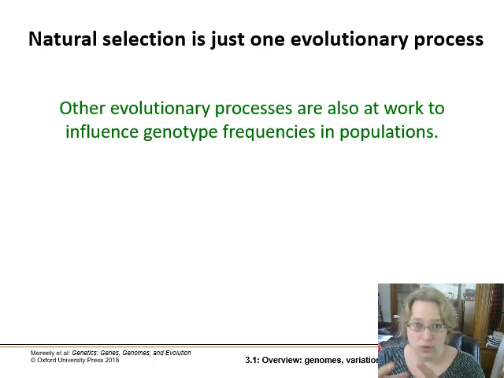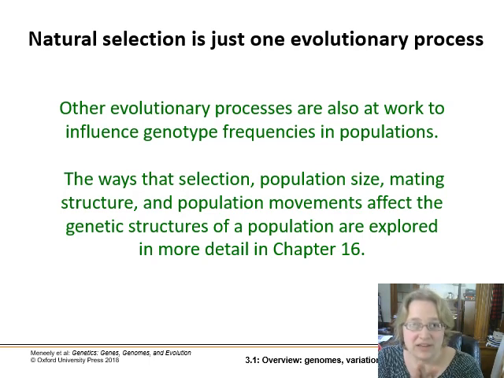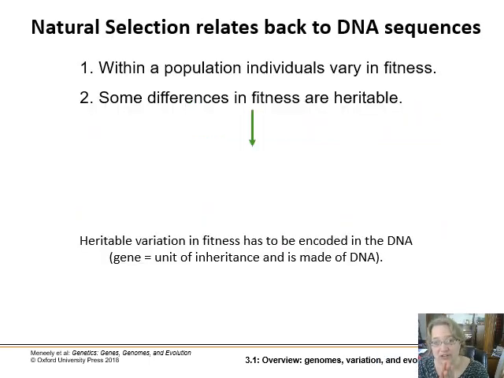Natural selection is just one evolutionary process. There are other ones, so we're going to talk about genetic drift, immigration, emigration, things along those lines, population size, mating structure, and movement, and we're going to get into that when we get to population genetics in chapter 16. But natural selection really relates back to the DNA sequence, okay? So within a population, you have this variation in fitness. Fitness being whether or not you survive to reproductive age and have lots and lots of offspring, okay? So some differences in fitness, whether or not you're able to do that, are heritable, okay?